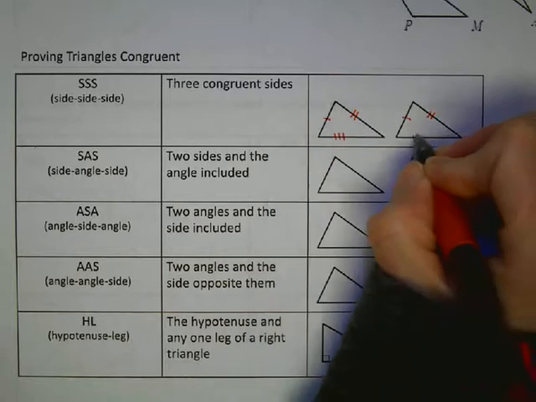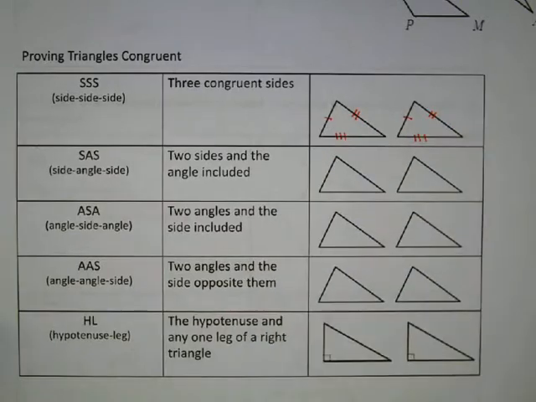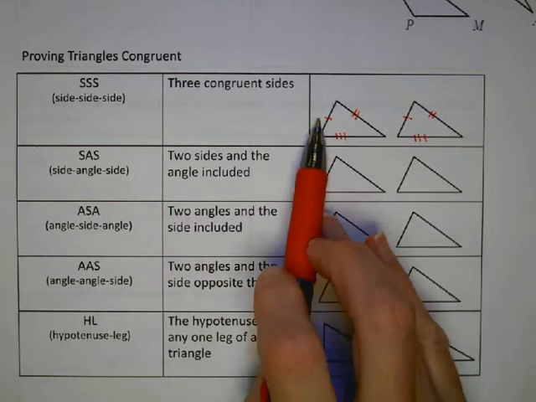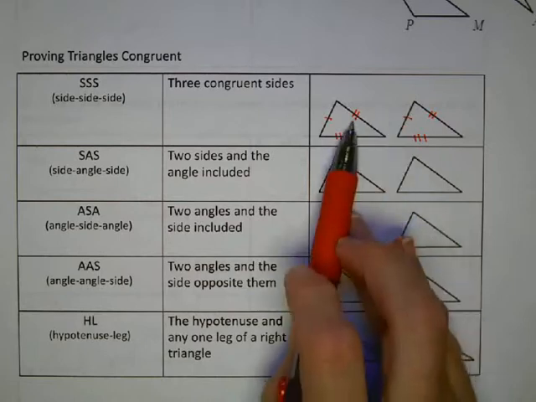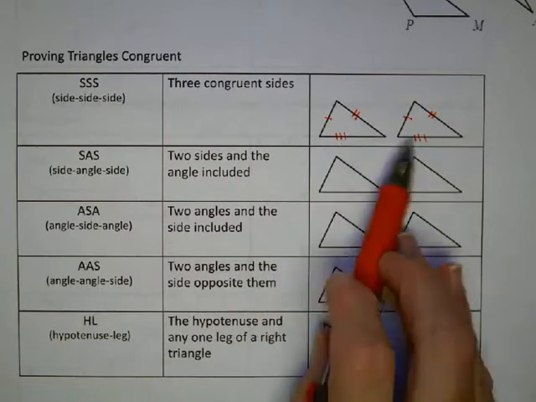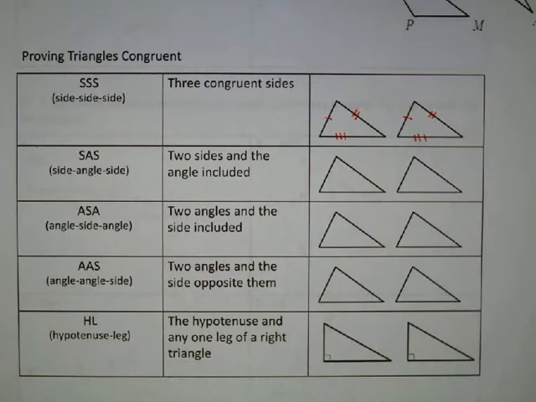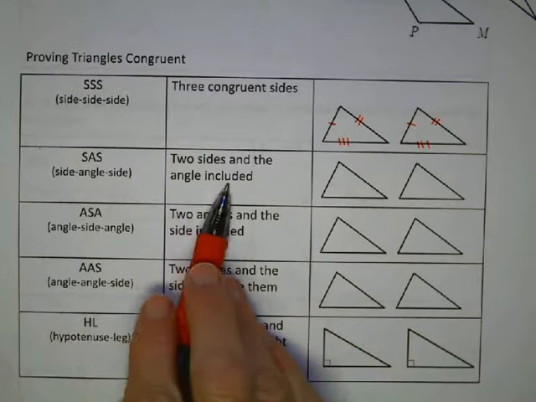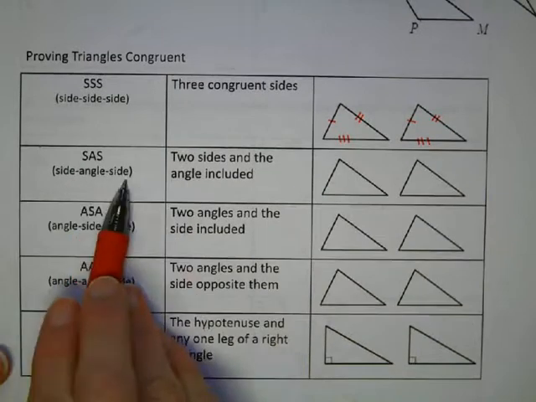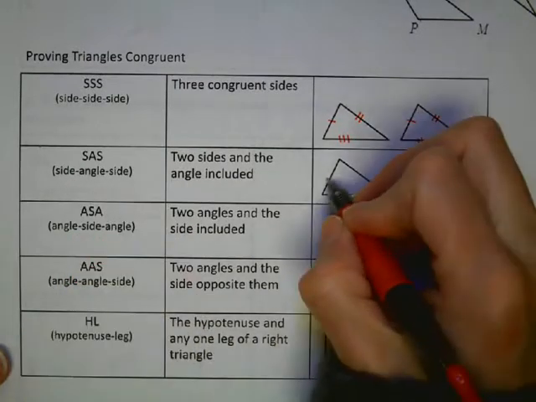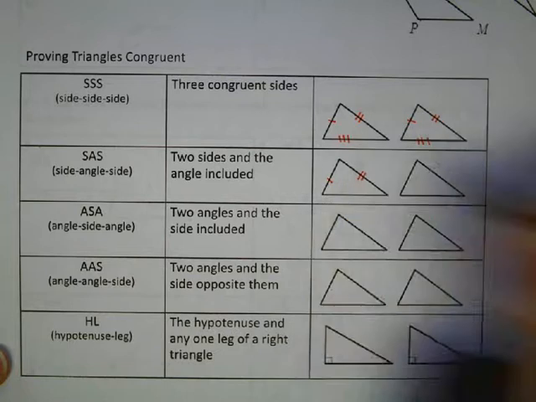So not all the sides are equal to each other, but they have a corresponding part in the other triangle that they match up with. So all 3 sides are shown congruent to the 3 sides in the other triangle. They match up, they pair up. Okay, 2 sides and an angle included. So side, angle, side has to be 2 sides, and the angle in between them.